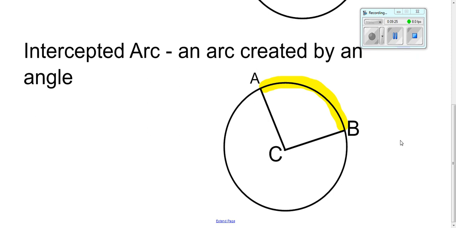Okay, so intercepted arc, let's combine it together. An intercepted arc is an arc that's created by an angle. So we're taking that concept of the central angle and the arc and putting it together. So arc AB is not just an arc that I'm choosing, it's created by this angle ACB, or we could call it angle C, naming it by its center. When I draw that angle, it creates on the outside this arc AB. Kind of looks like a pizza pie, the crust. That is an intercepted arc, an arc created by the angle.